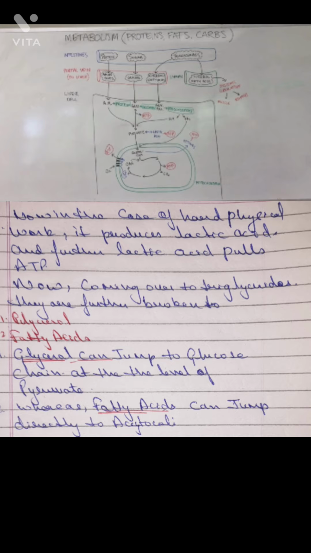As we come to the glycerides, or what we call fat, there are glycerol and fatty acids. In the table you can see that glycerol directly jumps to the level of the glucose chain and goes to the pyruvate system, whereas fatty acids directly jump over to the acetyl-CoA system. So this is the process of how proteins, fats and carbohydrates are metabolized in our body.